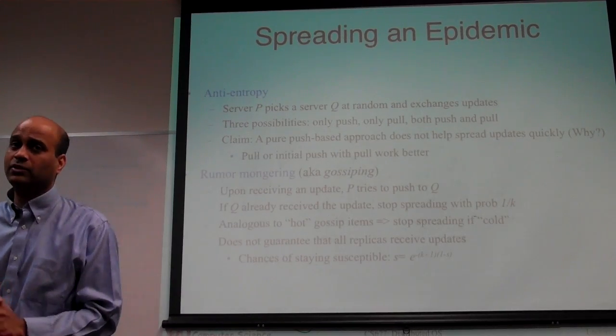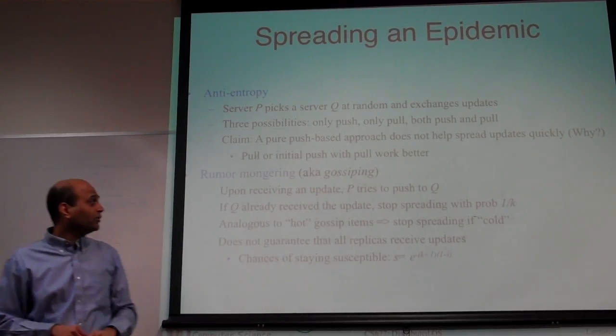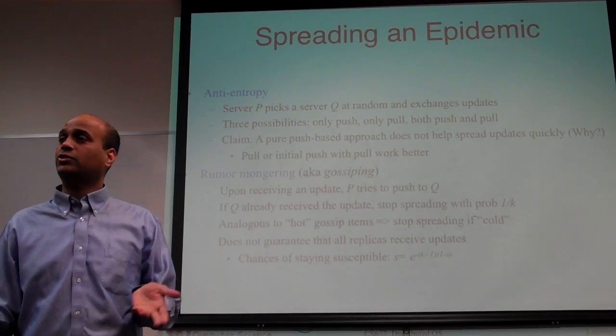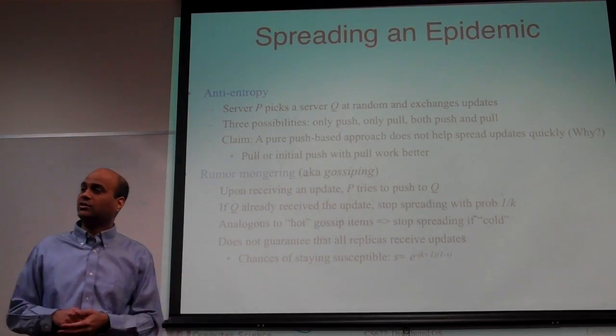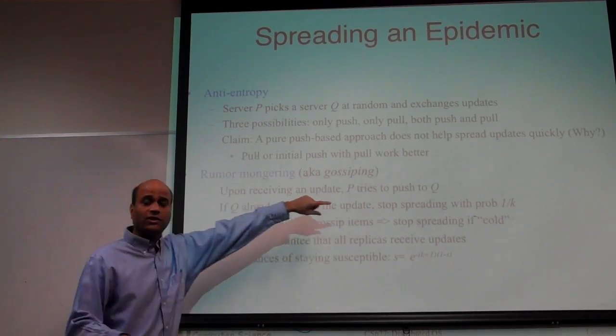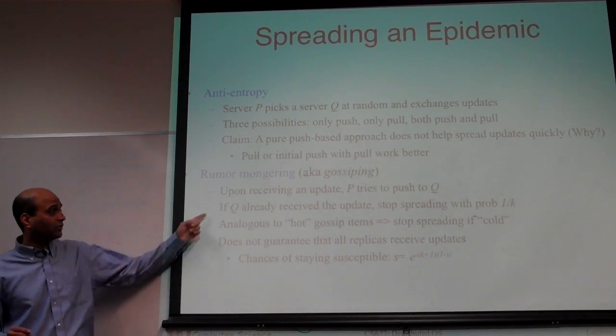So what happens is whenever a server P receives an update, it tries to push it. It randomly picks a server Q and tries to push it to that server. Now, if it finds that the server it has chosen has already seen the update, it is going to toss a coin, and with probability 1 over k, it is going to stop pushing that update to others. And if Q has not seen that update, then it will continue. It will pick another server at random and try to push it, and so on.